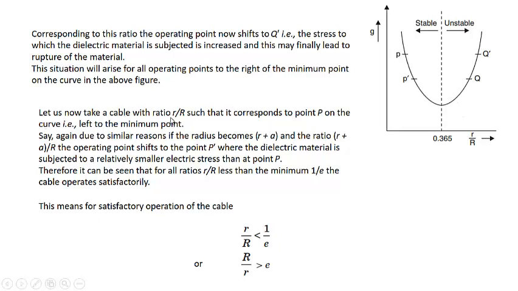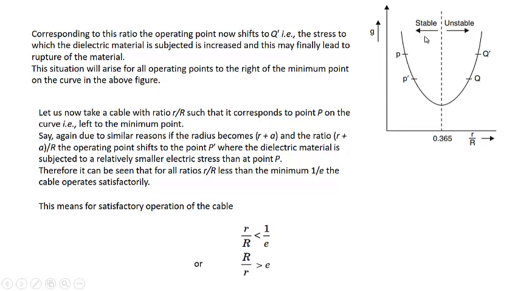Now let's take the cable with the R by r ratio corresponding to point P on this curve, that is, left of the minimum point. Again, due to similar reasons, if the radius becomes R plus a, and the ratio R plus a by r, then the operating point shifts to a point P dash where the dielectric material is subject to a relatively smaller dielectric stress than at point P. When it changes from P to P dash, even if the radius is increased to R plus a, this point has shifted to this point. That means the dielectric stress has decreased. So there will not be any rupturing of the dielectric material.